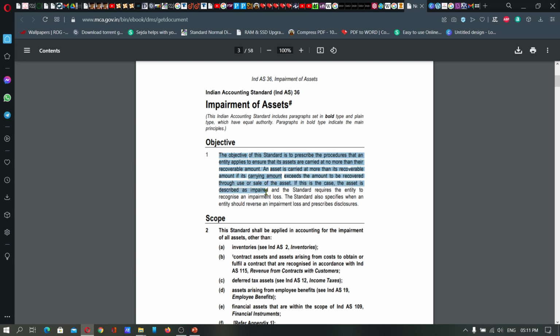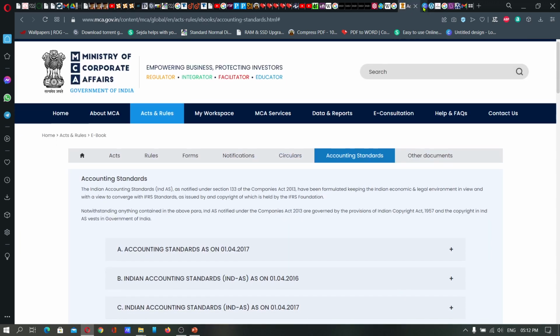If this is the case, the asset is described as impaired, or we can say impaired asset, and the standard requires the entity to recognize an impairment loss with regard to that particular asset. The standard also specifies when an entity should reverse an impairment loss and prescribes disclosure. That is with regard to the impairment of an asset. Next, let us go to another standard.